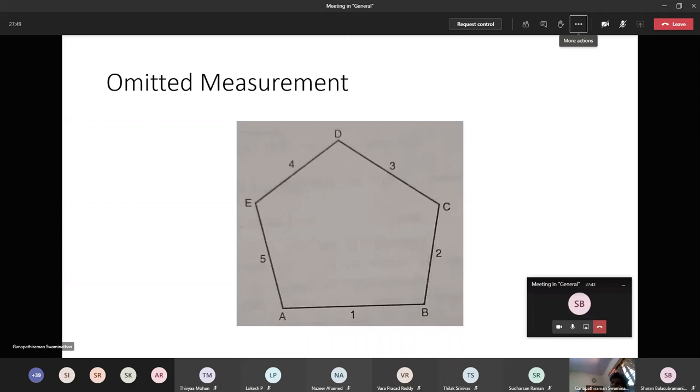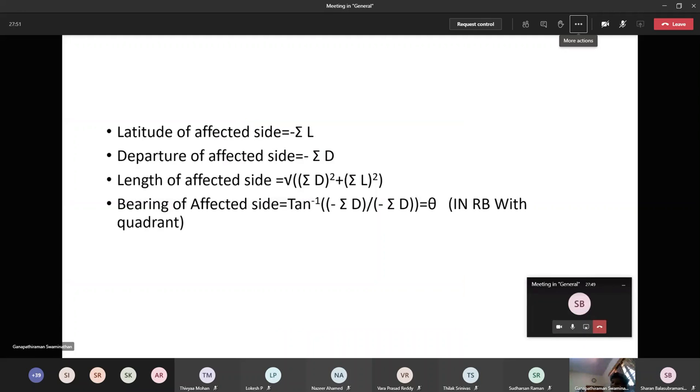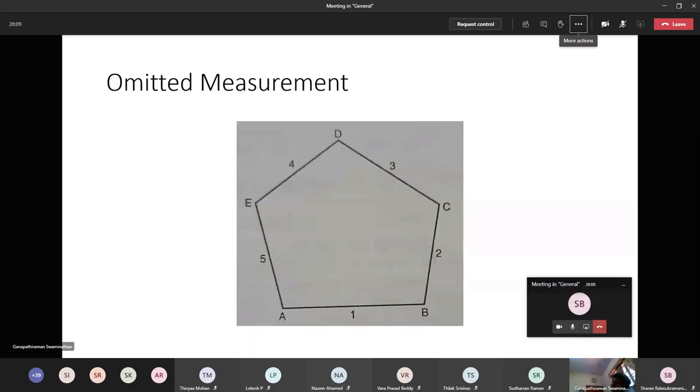Latitude of affected side is minus sigma L. Departure of affected side is minus sigma D. So what is the length of the side?